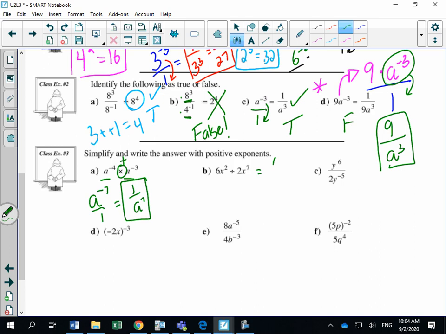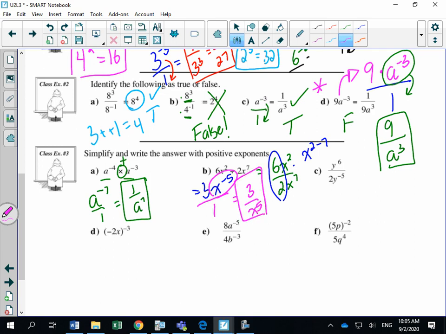Division. Let's rewrite this with our division bar. 6x squared divided by 2x to the 7. 6 divided by 2 is 3. X to the 2, quotient law would be x to the 2 minus 7. That would be x to the negative 5. Okay, here's a good question. This negative 5, does it apply to the x and the 3 or just the x? What do you guys think? I hope everybody says it only applies to the x, and that's what has to move down. So the answer is 3 over x to the 5.